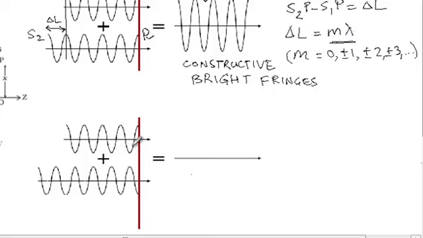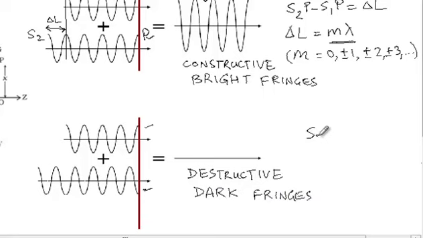Now let's look at this case. If the path length difference is half a wavelength more than an integer number of wavelengths, then the waves arrive out of phase with each other. The waves are out of phase and they cancel each other out, and you get destructive interference. So this is a case of destructive interference, and this means zero intensity, no brightness and a dark fringe.